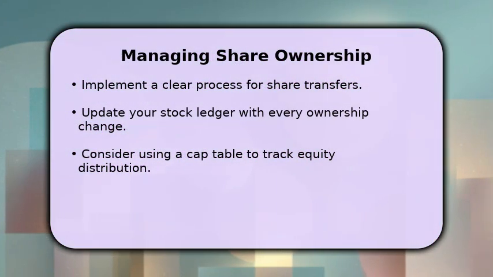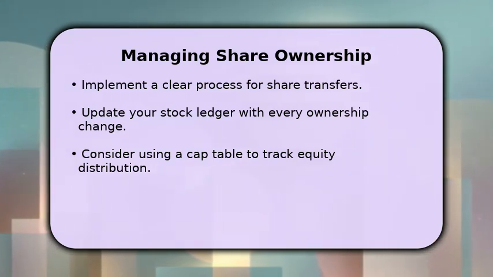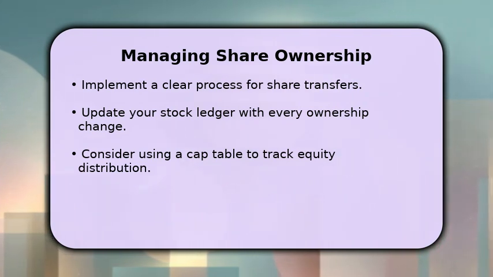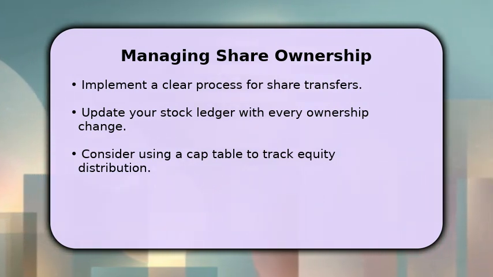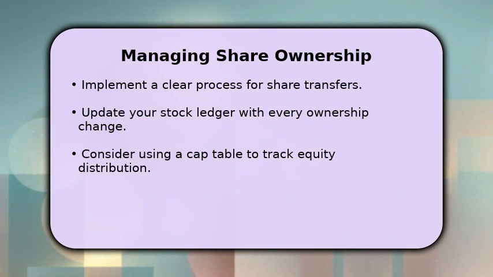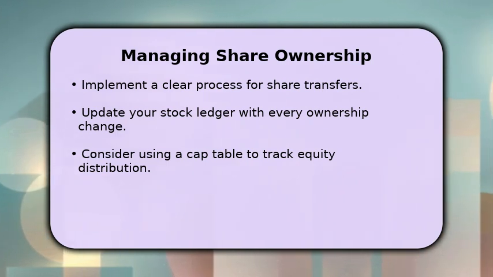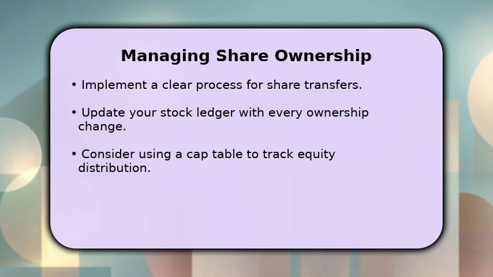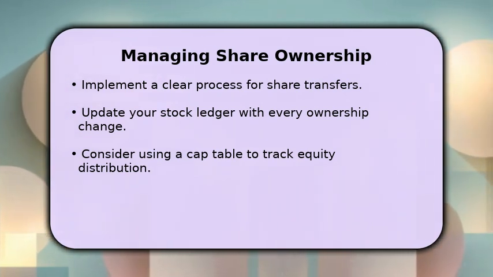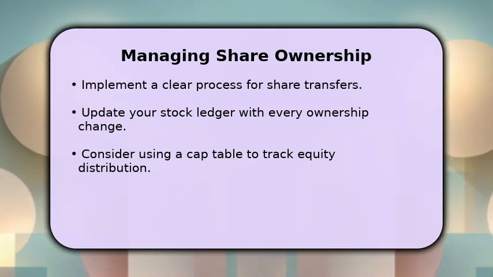Effective share management is vital for your company's longevity. Establish a clear process for transferring shares, ensuring all transactions are properly executed. Promptly update your stock ledger with every change in ownership to maintain accurate records. Additionally, consider utilizing a capitalization table, or cap table, to track the overall equity distribution among all shareholders. This provides a comprehensive overview of your company's ownership structure.